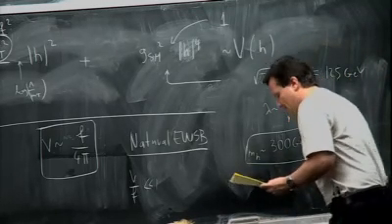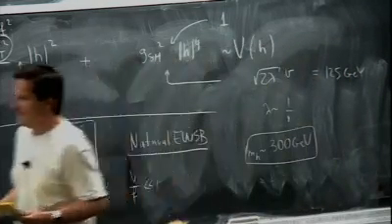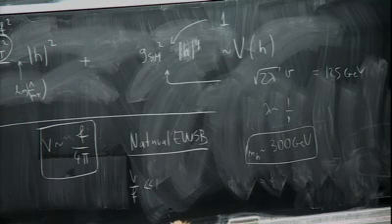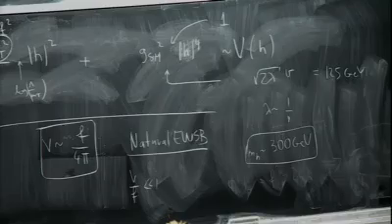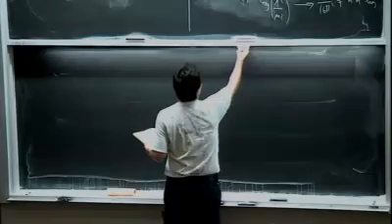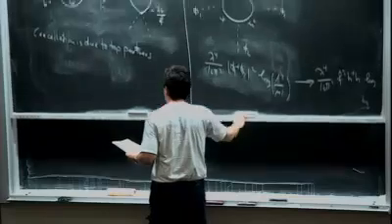Now let me move on to another kind of model, which is again along the same direction, which is called the minimal composite Higgs model. And I will try to explain to you what the differences are.